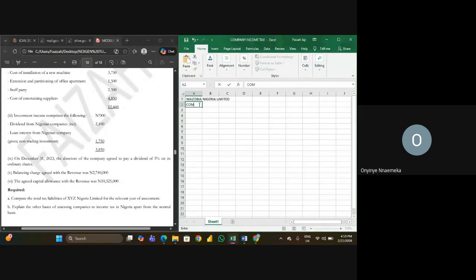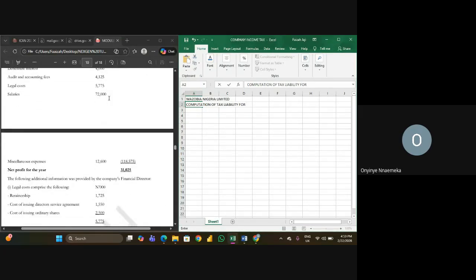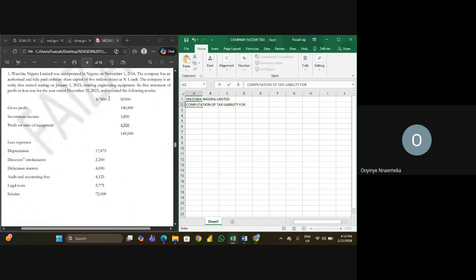Computation of tax liability. Which year of assessment is this? This particular financial statement is for December 31st, 2023. So which year of assessment would it be? 2024. 2024 year of assessment.